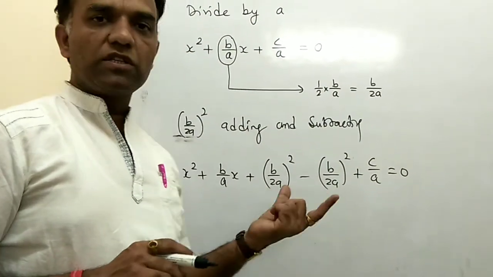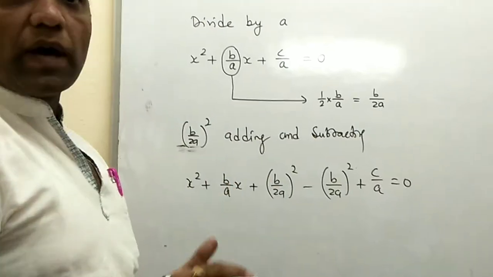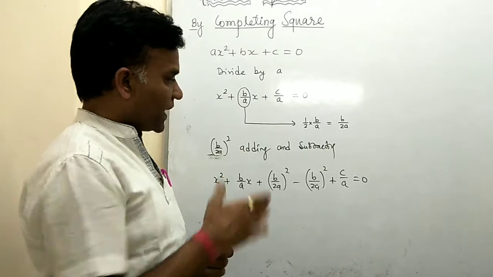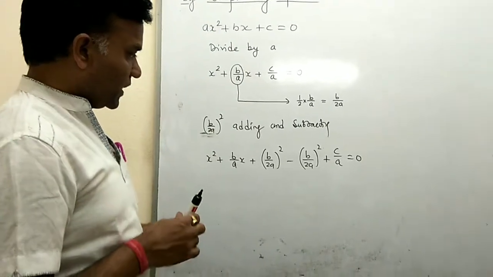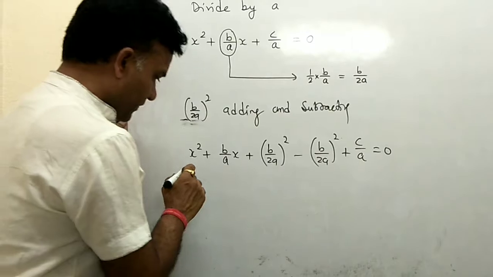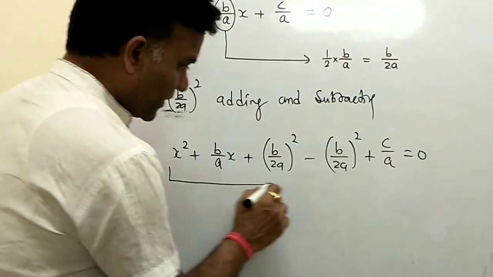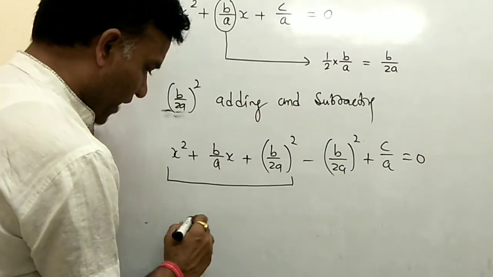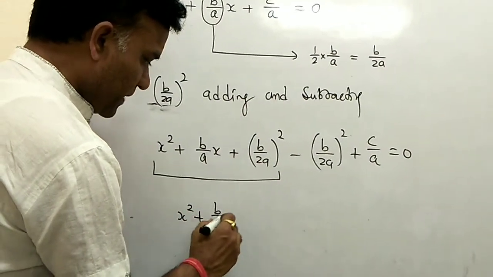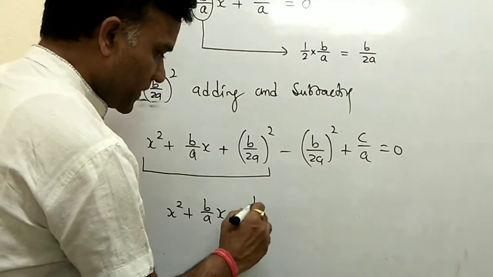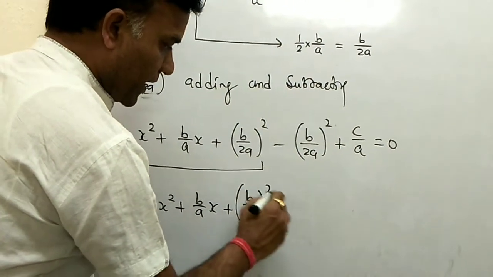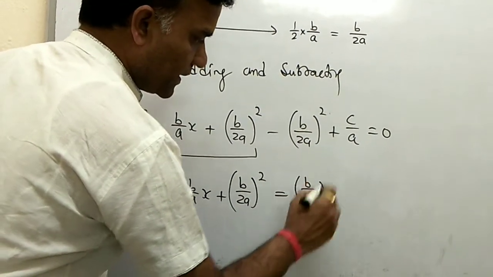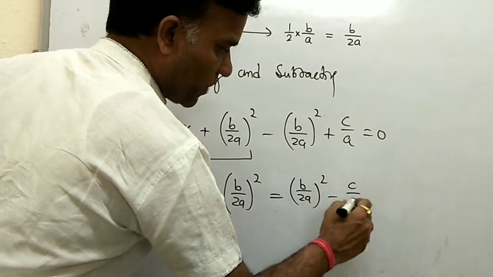Here, this is the zero, the additive identity: because plus b and minus b give 0, you have the additive identity 0 here. Now use the concept and underline this part, and shift the rest of the part to the right hand side. So only this much you have here: x square plus b by a of x plus b by 2a of whole square, equal to this. The minus sign tends to plus here, and the plus sign tends to minus.